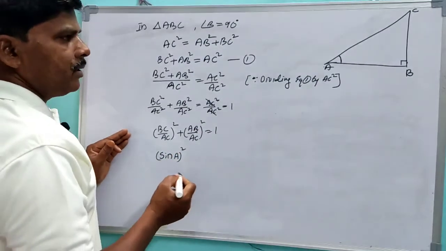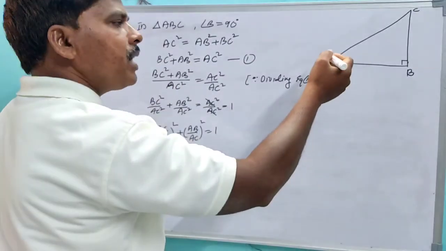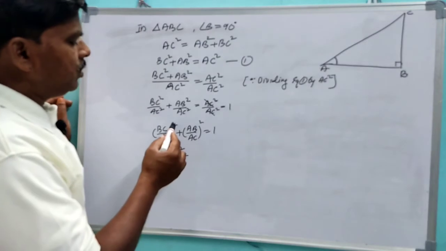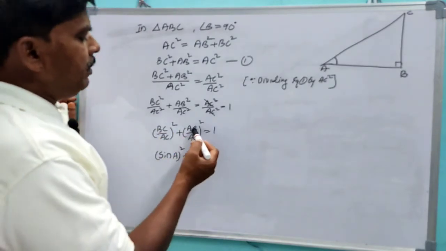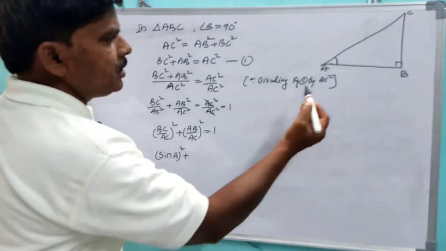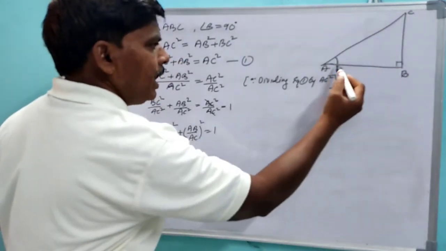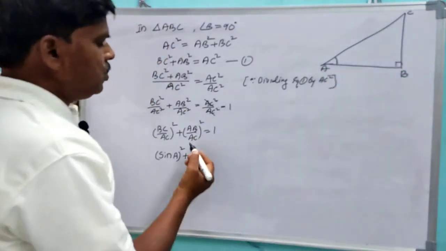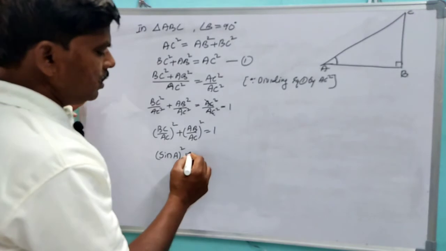So sin A, opposite by hypotenuse, is sin A. So (BC by AC) whole square is equal to sin square A, and AB by AC. So this is AB and this is AC. To this angle A, AB is adjacent and this is hypotenuse. So adjacent by hypotenuse is cos A.